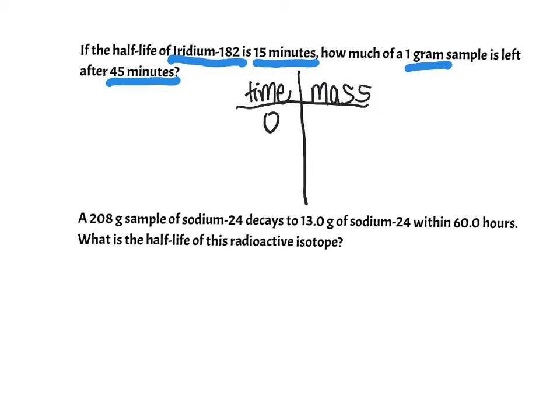So here it tells me for my isotope, the half-life is 15 minutes. I start with a 1 gram sample, and I want to know how much is left after 45 minutes. So my starting mass at time 0 is 1 gram. To the time side, I'm always going to be adding my half-life. To the mass side, I'm always going to be dividing by 2 because half of it will disappear.